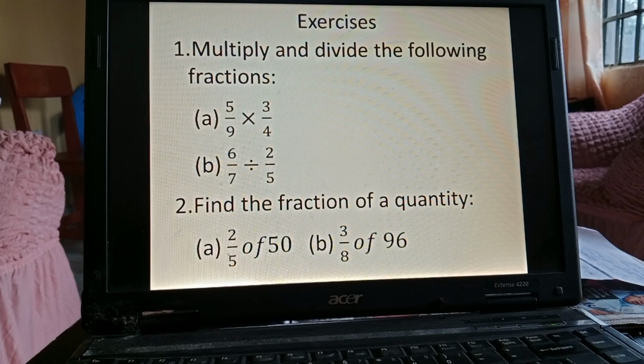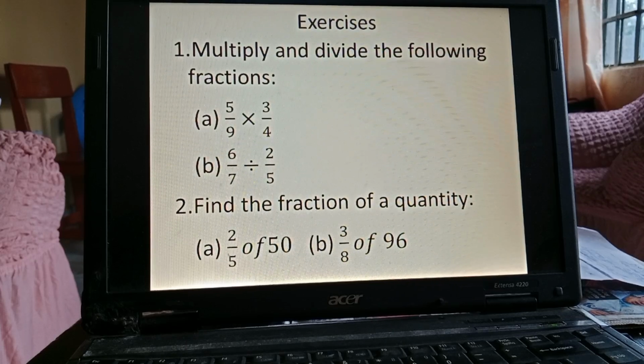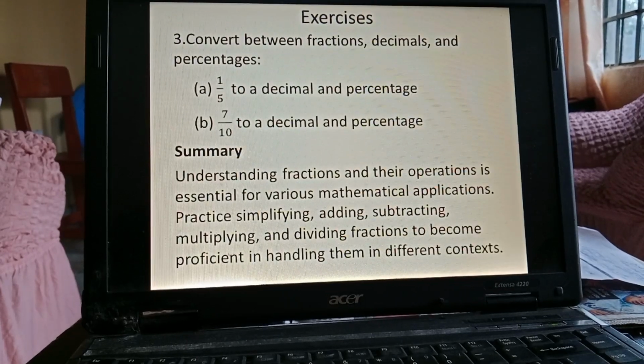Find the fraction of a quantity. A, 2/5 of 50 and B, 3/8 of 96. My dear students, you can stop the video a bit, then you do the questions, then you compare the answers with your friends. Convert between fractions, decimals, and percentages. 1/5 to a decimal and a percentage, 7/10 to a decimal and percentage.